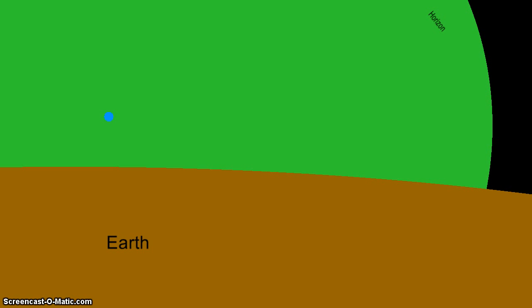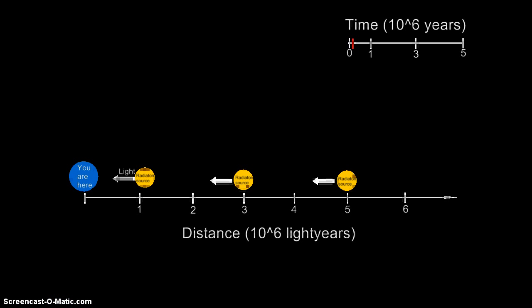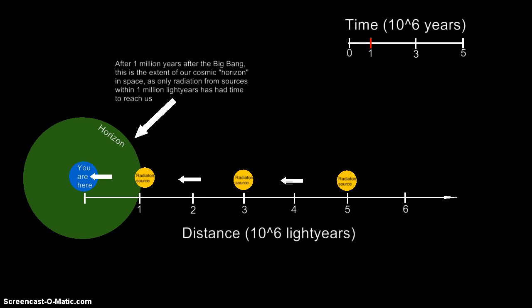In cosmology, the horizon carries basically the same definition. It is the extent of the universe that a given observer can exchange information with at a given time. This diagram here shows three radiation sources located at 1, 3, and 5 million light years from a given observer. After 1 million years have passed, the extent of the observer's horizon is 1 million light years, because only light from the radiation source that is 1 million light years away has had time to reach the observer.